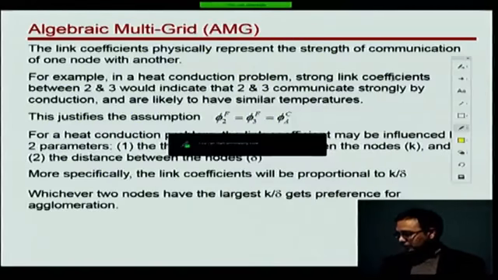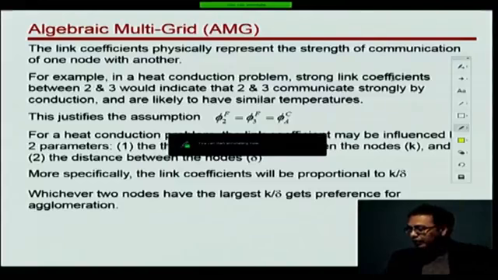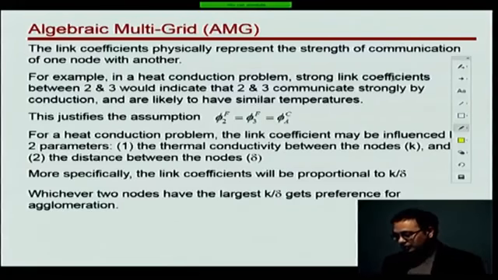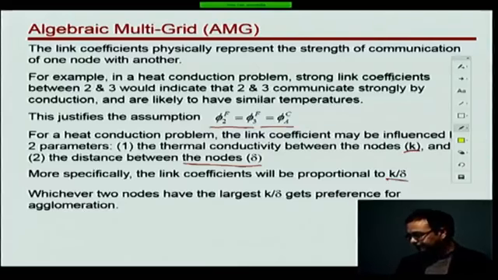As I said here, the link coefficients physically represent the strength of communication. In a heat conduction problem, strong link coefficients between nodes 2 and 3 would indicate that 2 and 3 communicate strongly by conduction and are likely to have similar temperatures, and therefore this approximation would be more valid. This is the example I was giving: you have to look at the ratio of k over delta. That's the logic we follow.